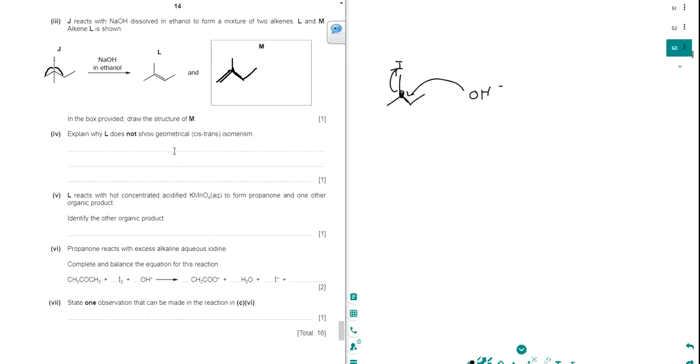In the box provided, okay, we did that. Explain why L does not show geometrical cis-trans isomerism. And the reason for that is because it has two methyl groups attached to one end of the carbon-carbon double bond, specifically here and here.